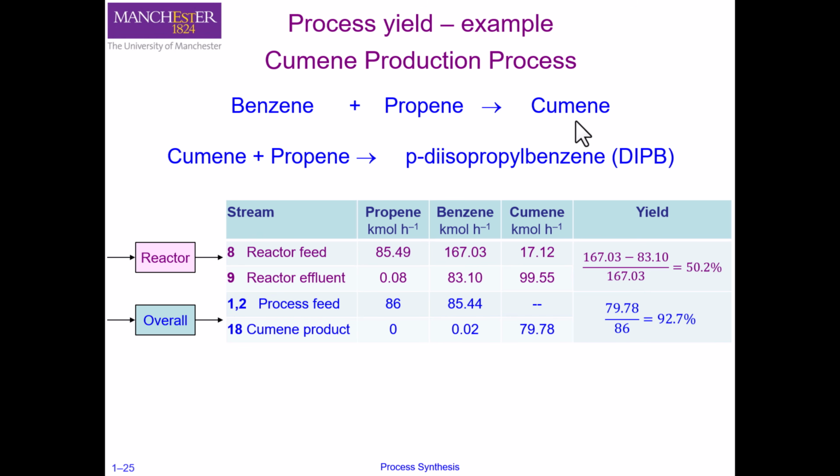Okay, so if you look at it, you can see that benzene and propene react to form cumene, but there is a competing reaction which reduces the overall yield of cumene, because cumene is going to react with propene and form an undesired product, diisopropyl benzene. Also, some of the cumene is going to be lost when we separate diisopropyl benzene from cumene. And here you can see that the reactor yield is 50%, but the process yield is much higher, because we have recycling of the reactants in the system that enhances the overall process yield.